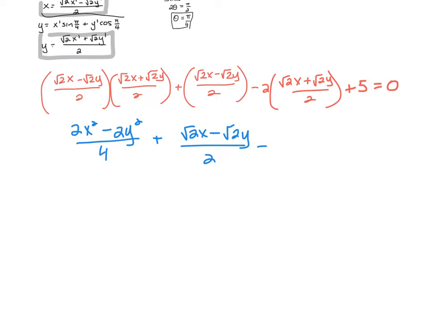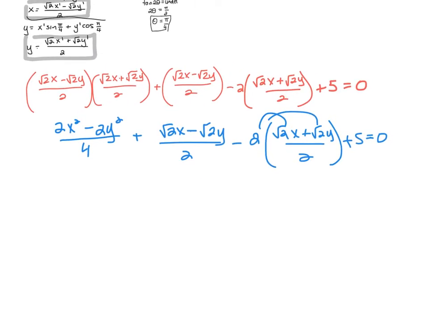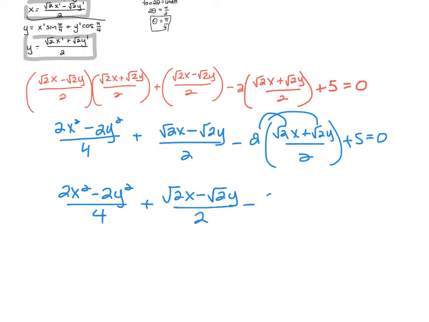You'd have to multiply it by 4 if you want to get rid of the denominators though. So this could be 2 and then root 2x plus root 2y over 2 plus 5 equals 0. So the only one you had to multiply out was that first one, and then you can distribute here. So the only one that needs to be distributed is this. So I get 2x squared minus 2y squared over 4 plus root 2x minus root 2y over 2 minus 2 root 2x minus 2 root 2y over 2.